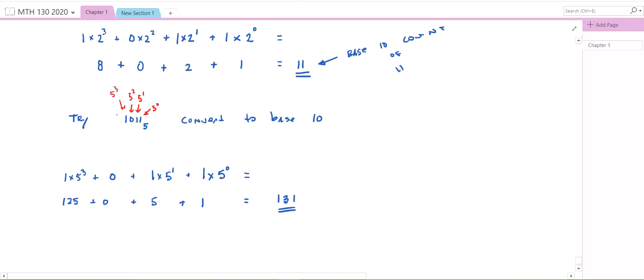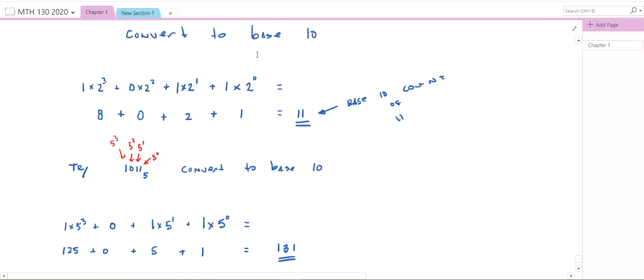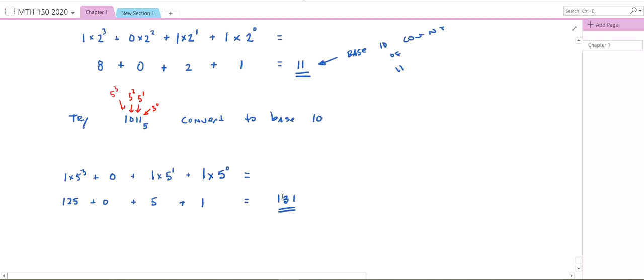So the same script used here, 1, 0, 1, 1, represents 3 different things in 3 different base systems. It represents 11 in base 2. It represents 131 in base 5. And of course, it represents 1011 in base 10.